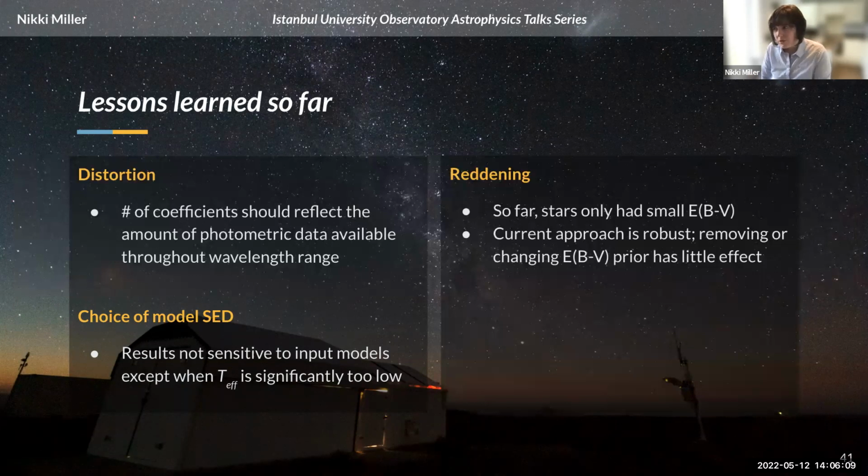In terms of reddening, so far the systems that we've looked at have been quite nearby, so they've only had a small reddening. So by changing the way that we estimate the reddening, whether we use a direct method or whether we use reddening maps, it doesn't have a huge effect on the result that we get. It just increases or reduces the error bars.